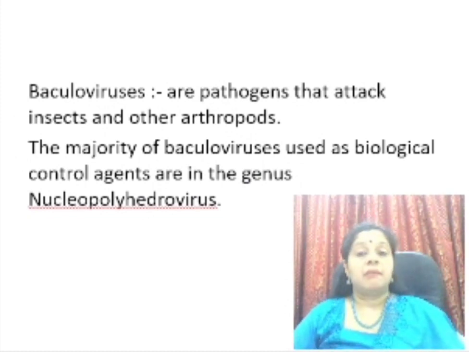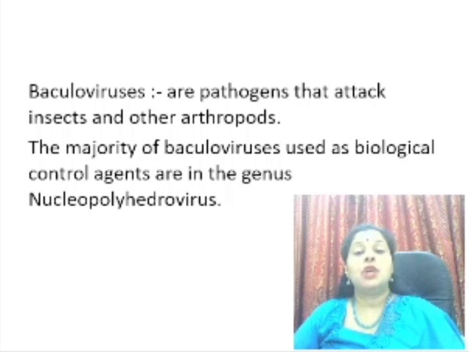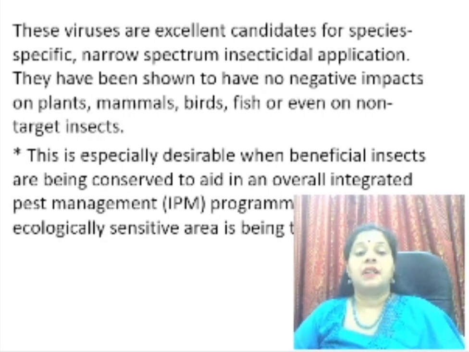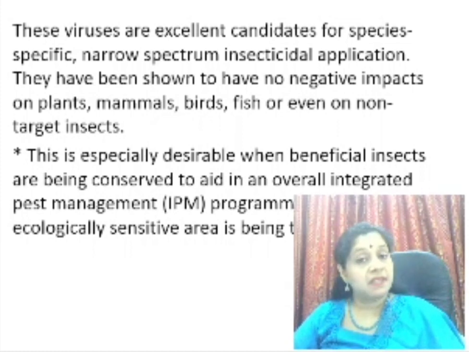This is very important, baculoviruses. Baculoviruses come under a category called nucleopolyhedrovirus. What is it? Nucleopolyhedrovirus. They are pathogens that attack insects and other arthropods. What are arthropods? The phylum Arthropoda, which includes insects also, right? So baculoviruses are very effective in getting rid of these arthropods. These viruses are excellent candidates for species specific, means they are very specifically destroying only one species. Narrow spectrum, it's not going to affect other species.